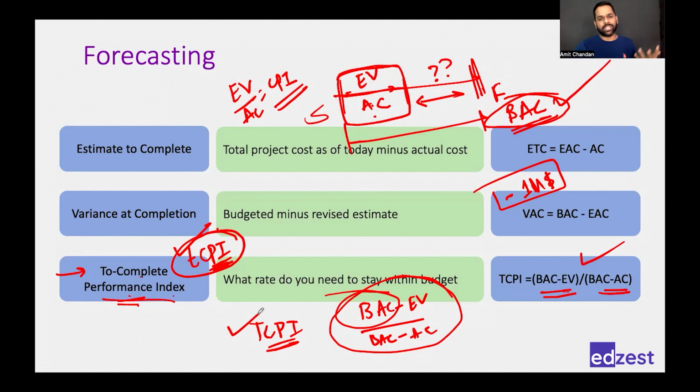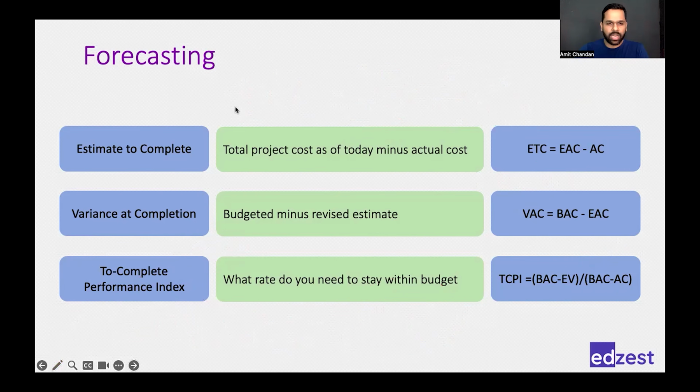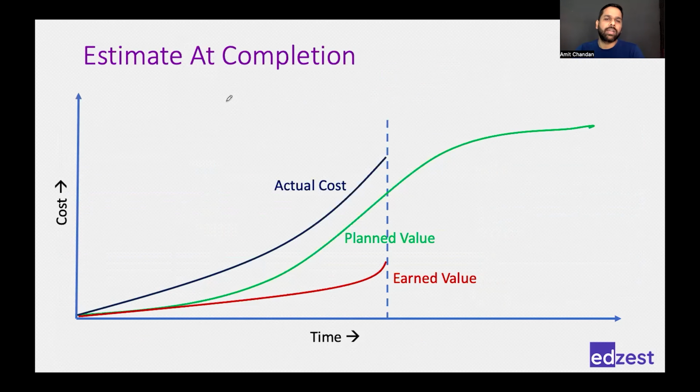If, for example, TCPI is somewhere around 1.1 or so, then the management will not give you money. They'll say, okay, improve your performance. But if it is 1.2 or 1.3, they will say, okay, probably you need extra money, I'll provide that. They will arrange and they'll provide it. Is it clear? These three formulas as well, we'll try to visualize on the chart so that we understand it better.